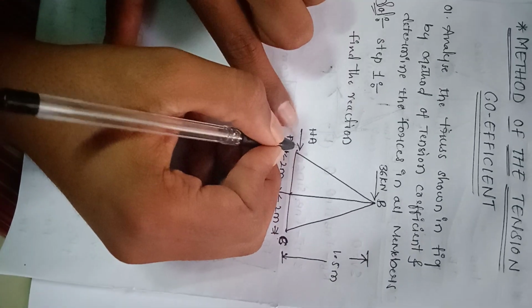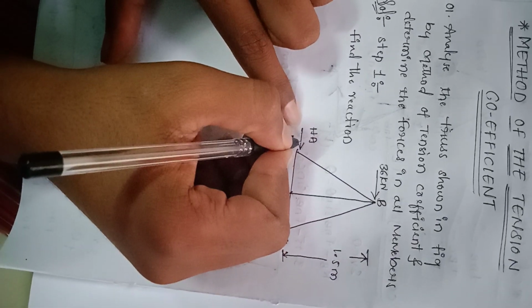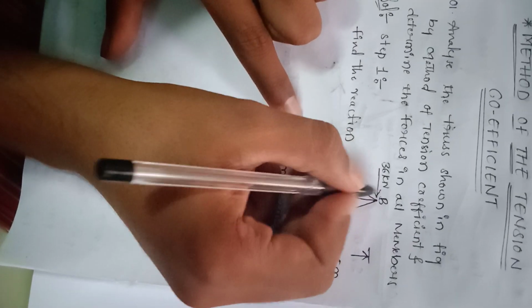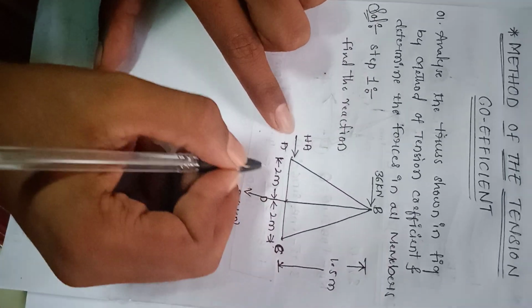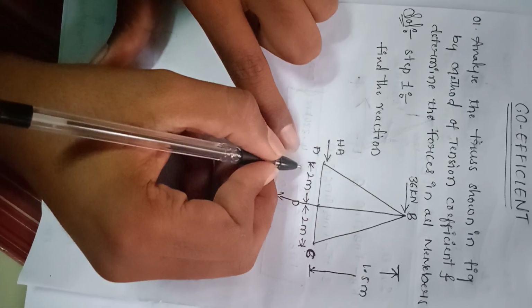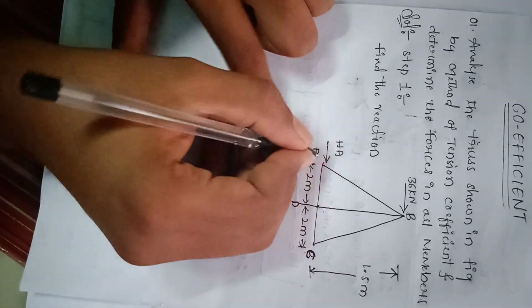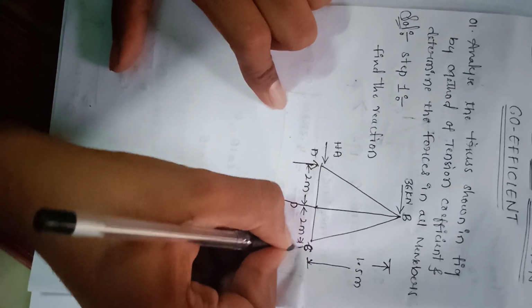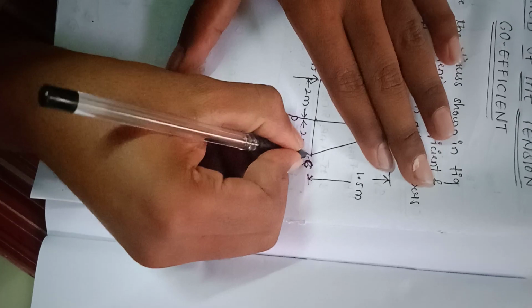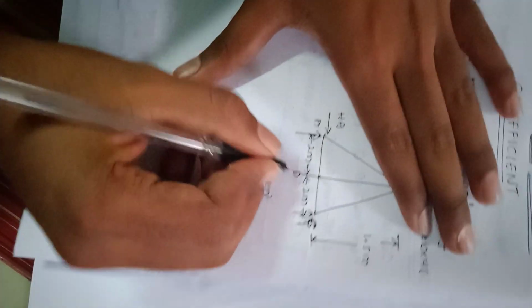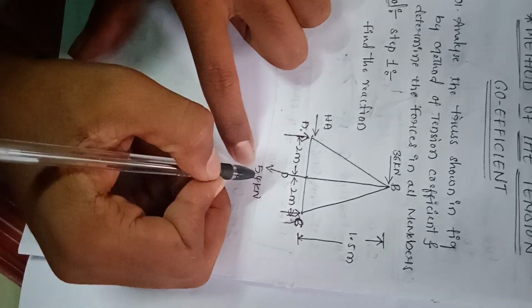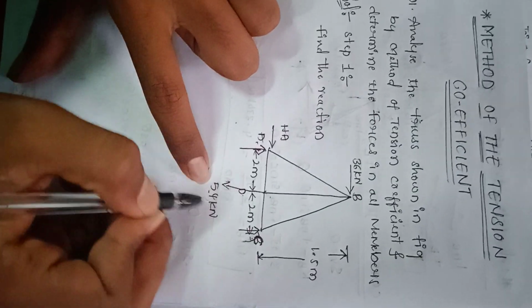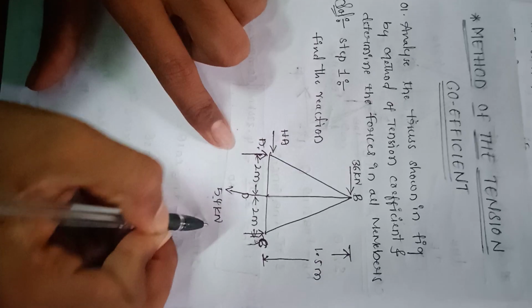Here the horizontal forces are two: one is HA and another one is 36 kilonewtons acting at a distance of 1.5 meters. The vertical forces are RA and RC, I forgot to mention here, and one downward force is acting at D, that is 54 kilonewtons.